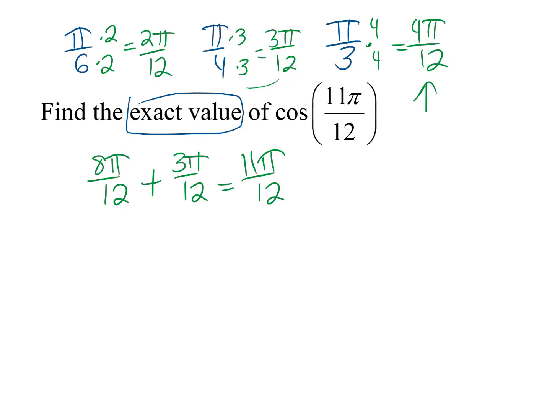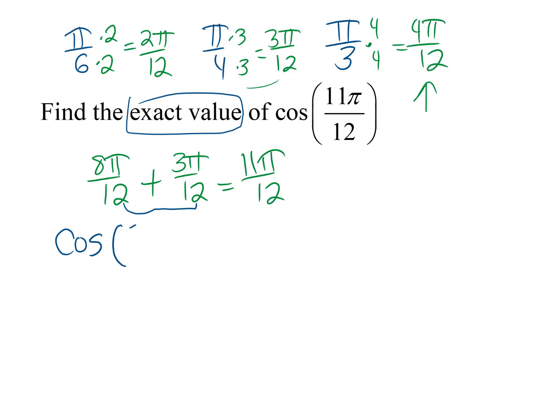So let's go ahead and look at the formula for cosine. I'm going to take cosine of 8 pi twelfths plus 3 pi twelfths, because that's 11 pi twelfths. But let's rewrite them back as their unit circle values. Now we know that when we add them together, we get 11 pi twelfths.